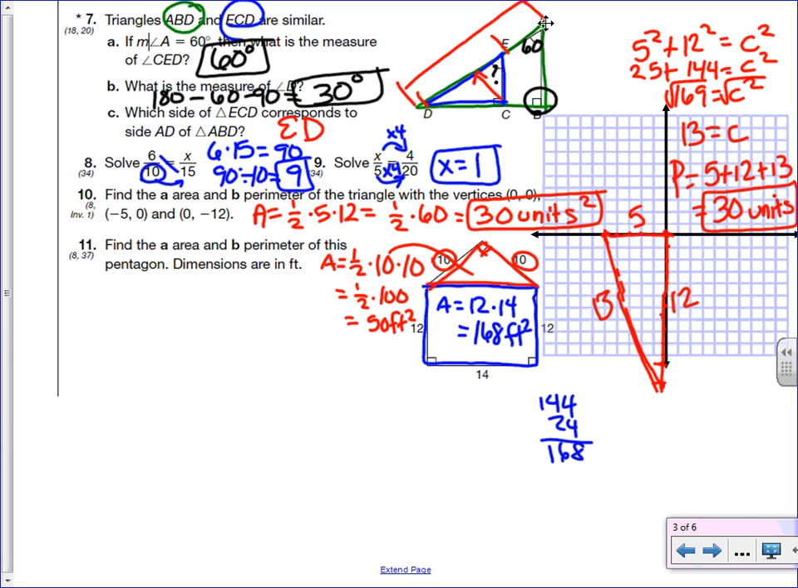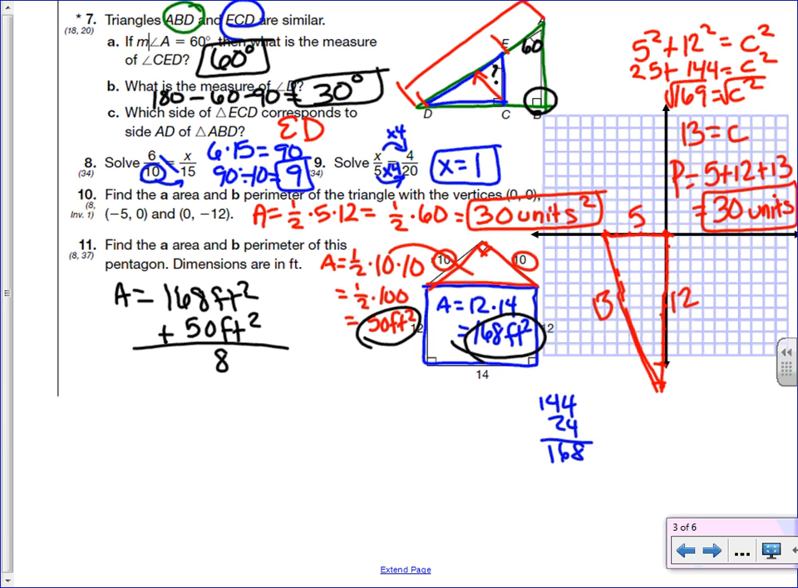So now to figure out the final answer, I add the two pieces of area together. So the entire area of that pentagon is 218 feet squared.